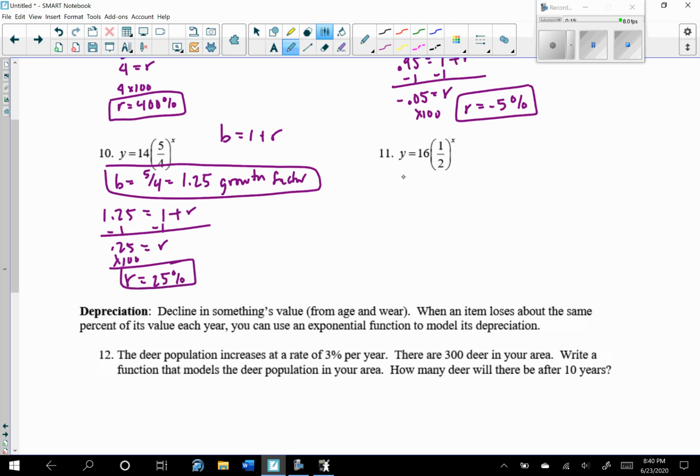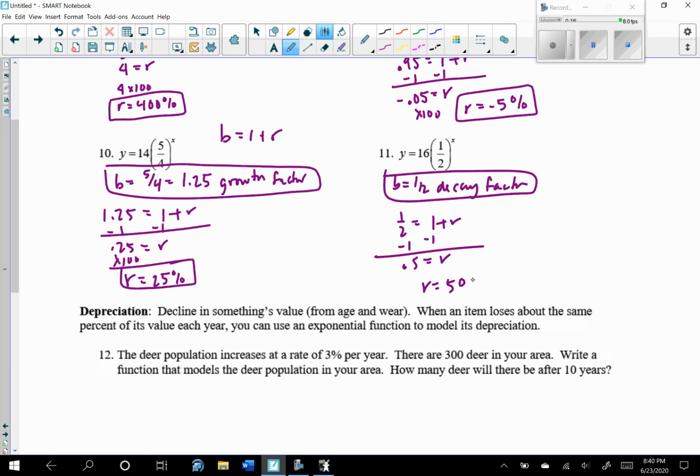And over here, b is equal to 1/2, so that means this is a decay factor. And 1/2 is equal to 1 plus r, subtract the 1. So that means that 0.5 is equal to r. So r is equal to 50%, negative, sorry, negative, not positive, negative 50%, because again, it's a decay factor, so we know we're decreasing.